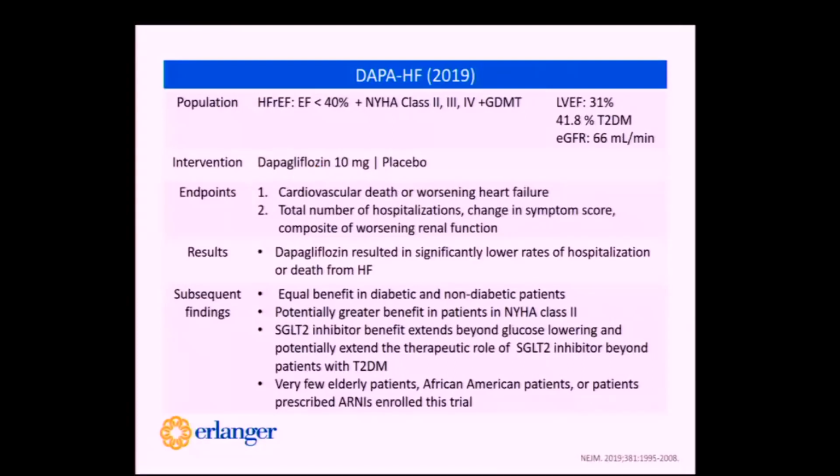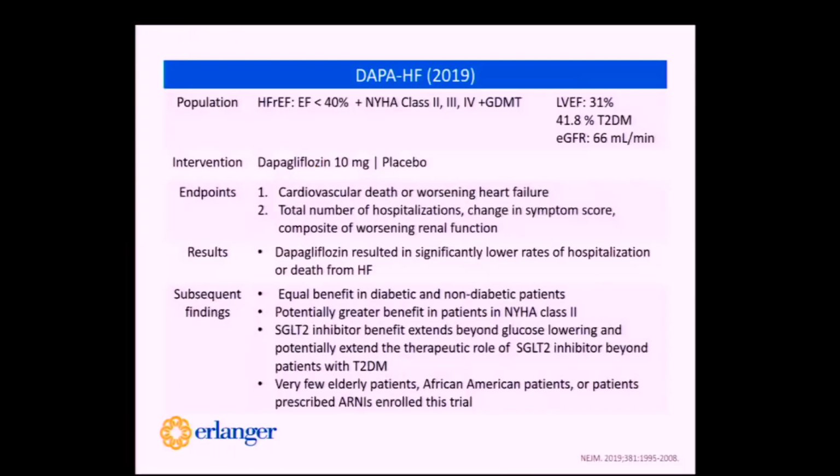As a result, DAPA-HF found that dapagliflozin resulted in significantly lower rates of hospitalization or death from heart failure. So the trial found that this benefit was equal in both diabetic and non-diabetic patients. However, it did find potentially greater benefit in patients in New York Heart Association functional class 2, so those with less severe symptoms. And they hypothesized that SGLT2 inhibitor benefit extends beyond glucose lowering and potentially extends the therapeutic role of these medications beyond patients with type 2 diabetes.